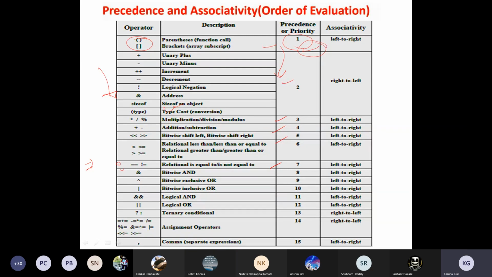I think 15 is there. Okay, this is the lowest priority. So this is 15. So the comma operator is the one which is operated at the end. It is given the lowest priority.